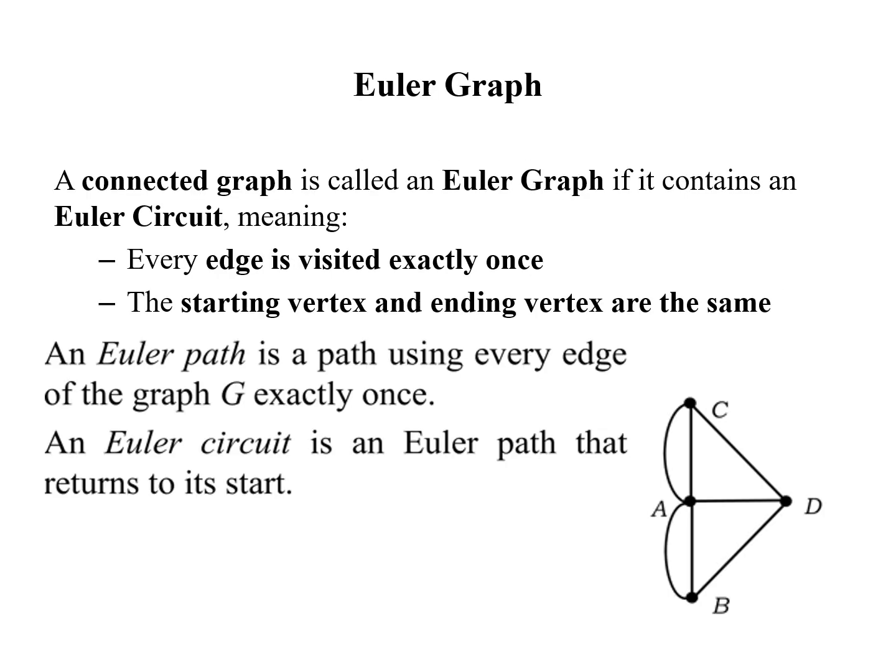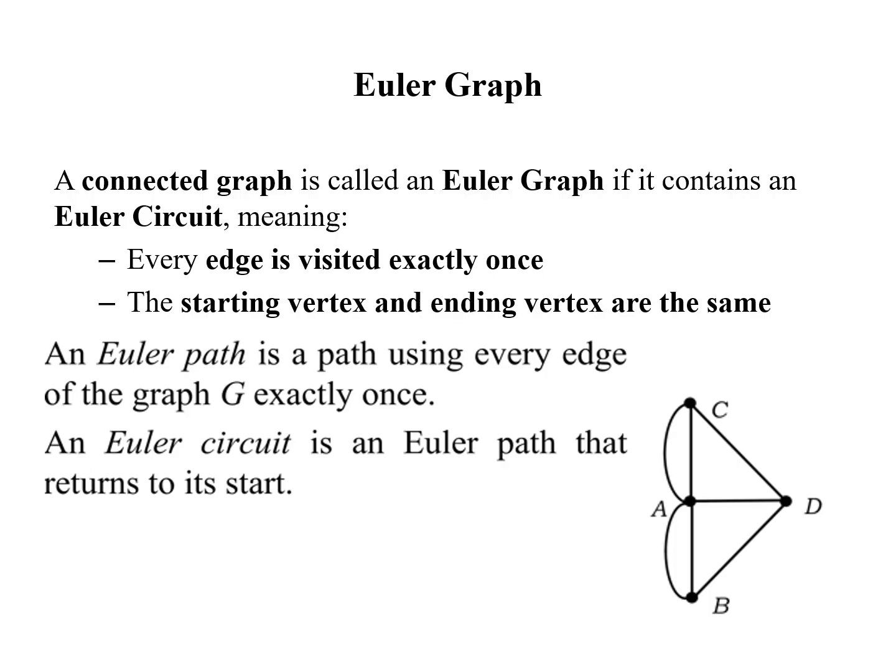Next one, Euler graph. A connected graph is called an Euler graph if it contains an Euler circuit. An Euler circuit means every edge is visited exactly once. The starting vertex and ending vertex are the same.